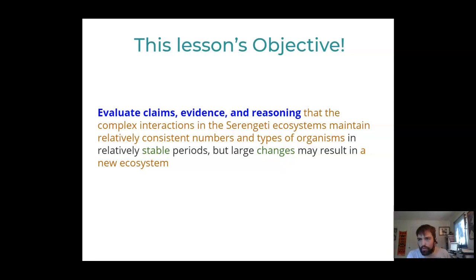And so the objective, what we're trying to figure out today, is to evaluate claims, evidence, and reasoning that the complex interactions in the Serengeti ecosystems maintain relatively consistent numbers and types of organisms in relatively stable periods, but large changes may result in a new ecosystem.